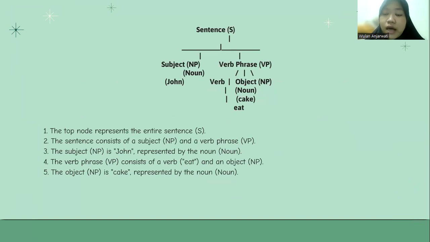And this is an example of a tree diagram, like there is a sentence, and subject, noun, verb phrase, verb, and object.